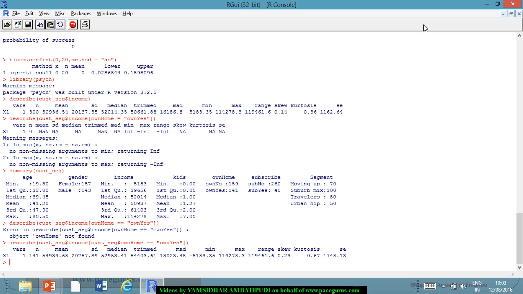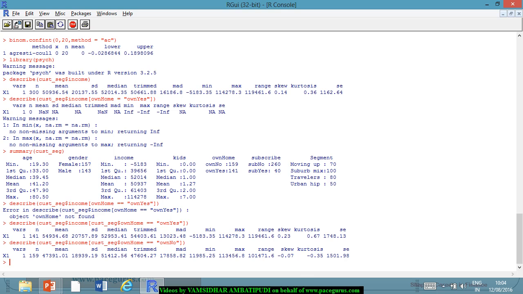So when you are looking at the distribution of the income for those people who own a home, the skewness is 0.23, again very close to 0. And for those people who do not own a home, the skewness is minus 0.07, which is again very close to 0. So I can very well assume that the income levels are more or less normal, both at an aggregate level and at a subdivision level.